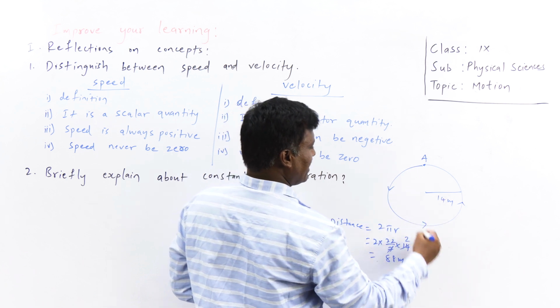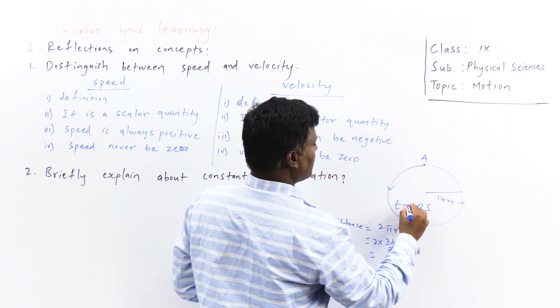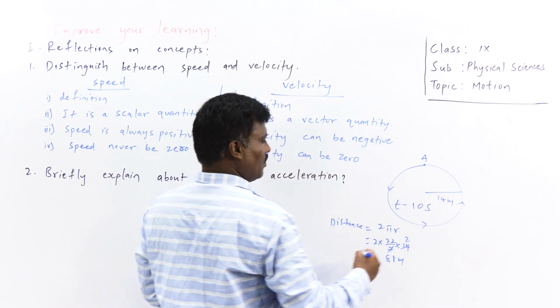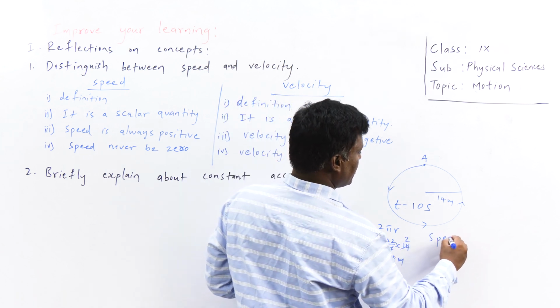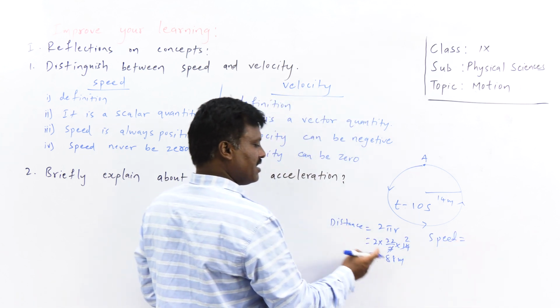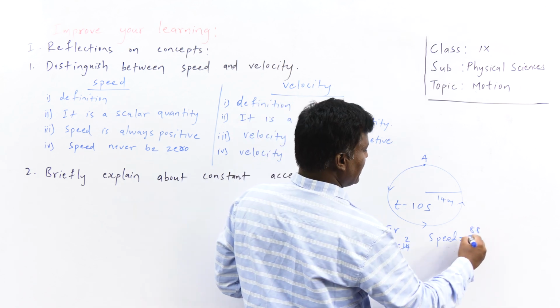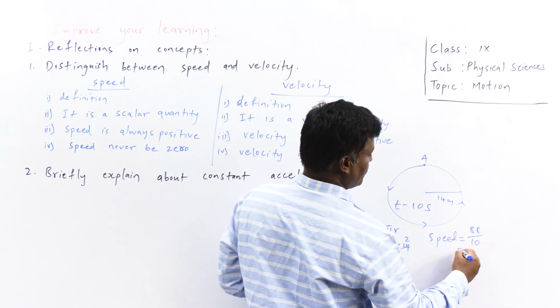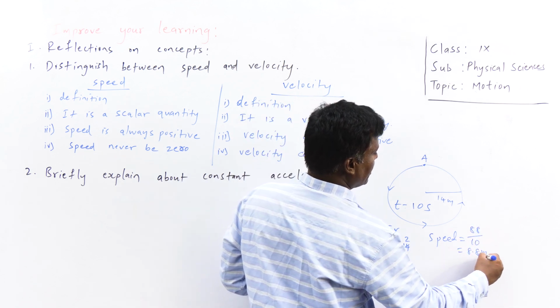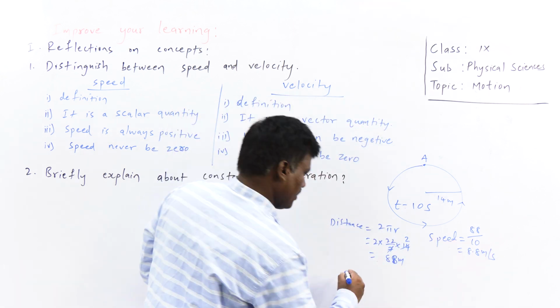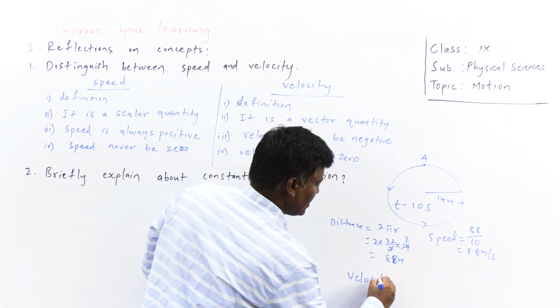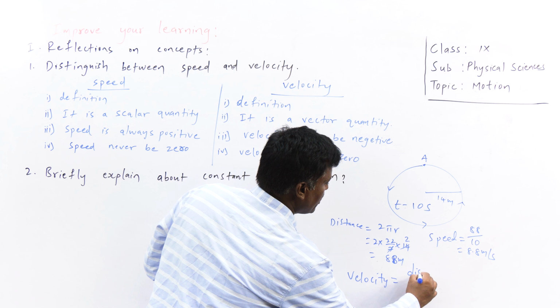Let's say he has taken 10 seconds to complete this round. Then what is the speed? Speed is equal to distance by time. The distance is 88 meters, by time 10 seconds. So 8.8 meter per second. This is the speed. But velocity is equal to displacement by time.